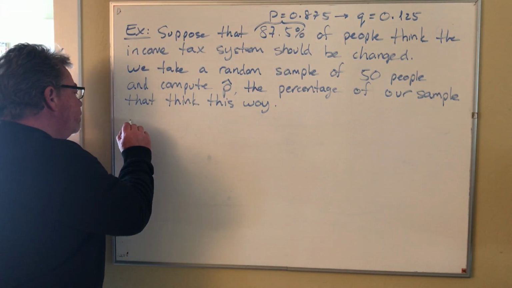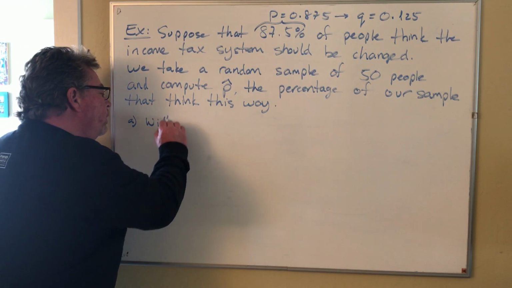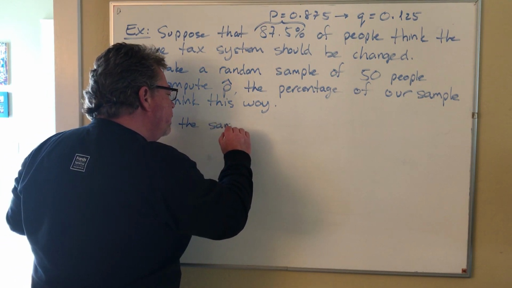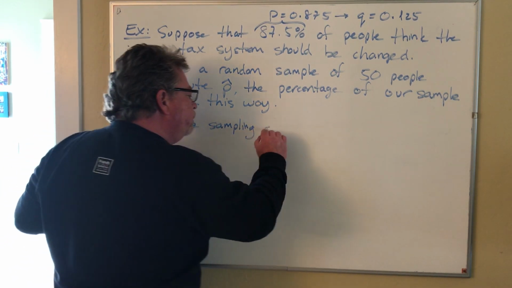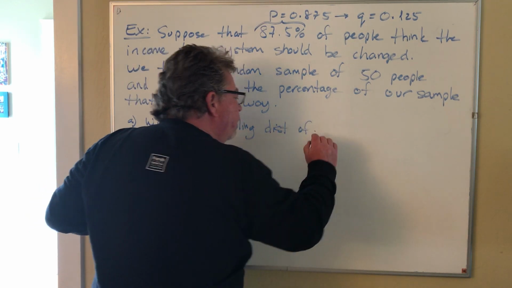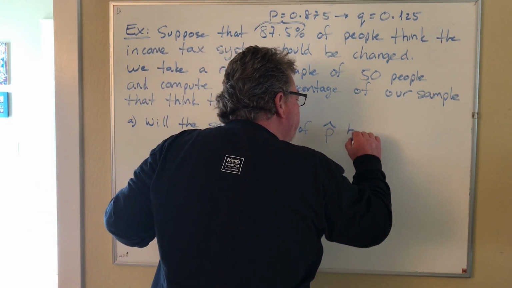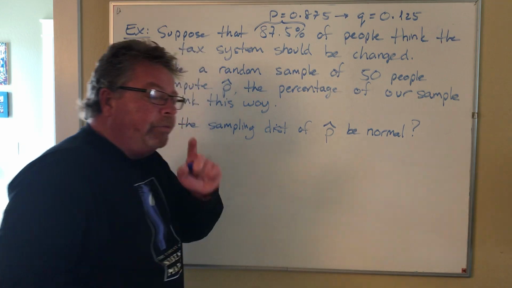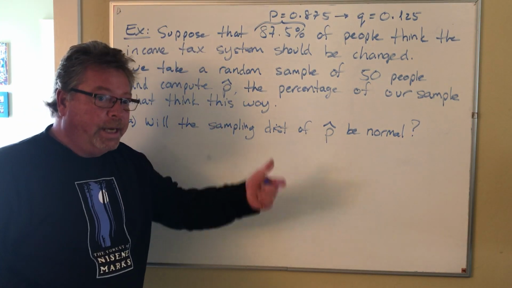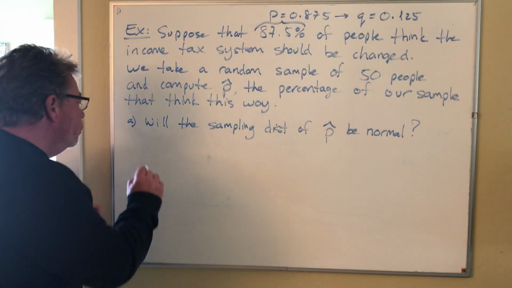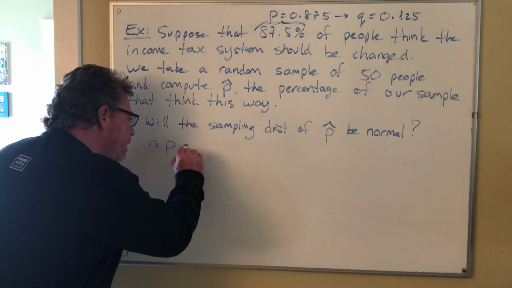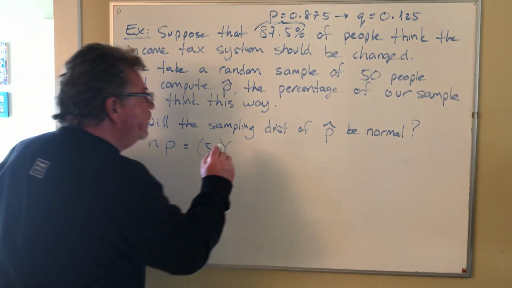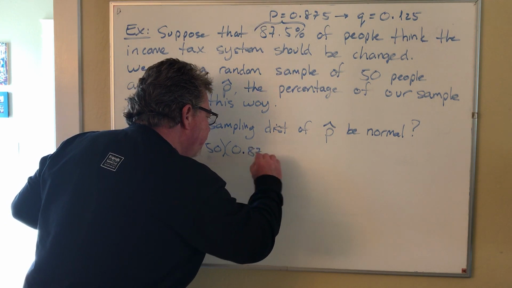All right, so here's my first question. We know that P hat is a random variable. Will the sampling distribution of P hat be normal? And we've got those two conditions that have to be met simultaneously. They both have to be met. So I'm going to check N times P, which will be our sample size of 50 times P, which is 0.875.